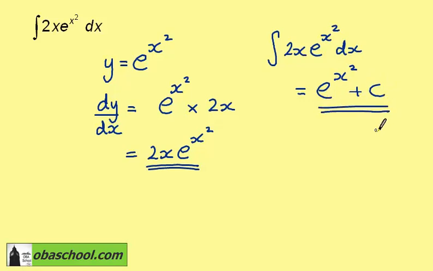You wouldn't necessarily be expected to spot that the integral was e to the x squared straight off. You can do it by this method if you're very familiar with all your differentials. However, there is a method called substitution, which we'll meet later, that enables you to do this type of integral.